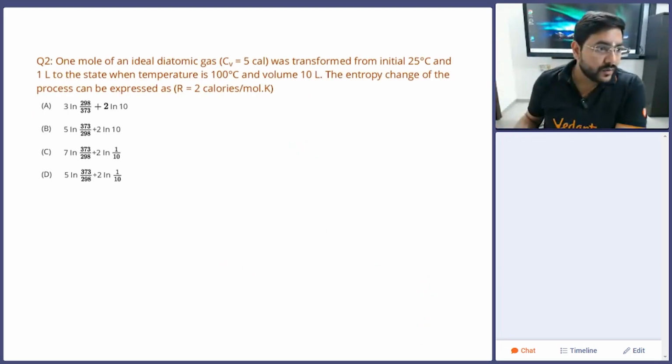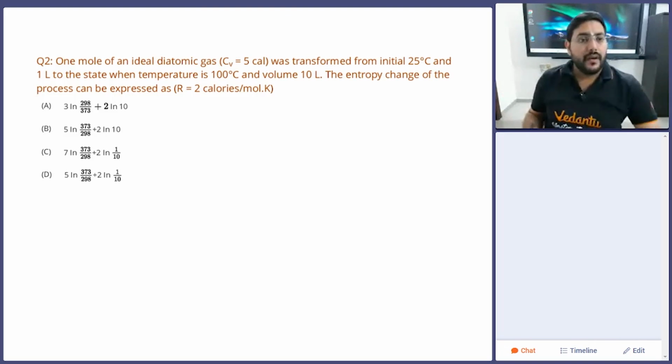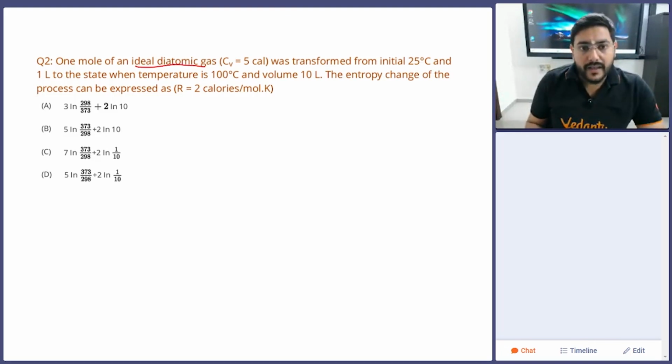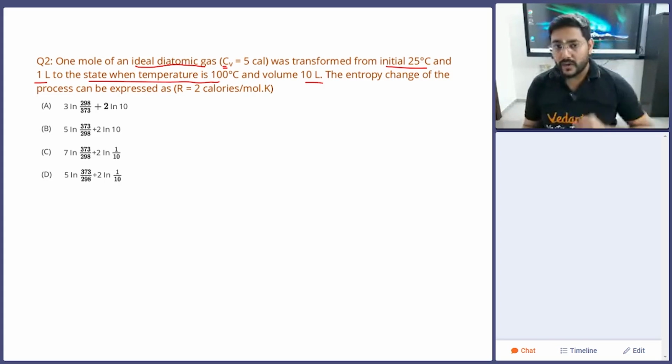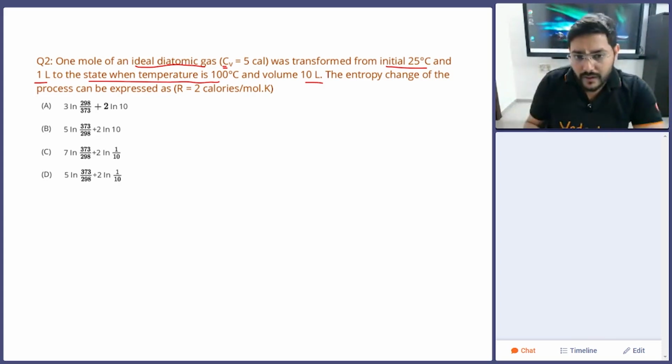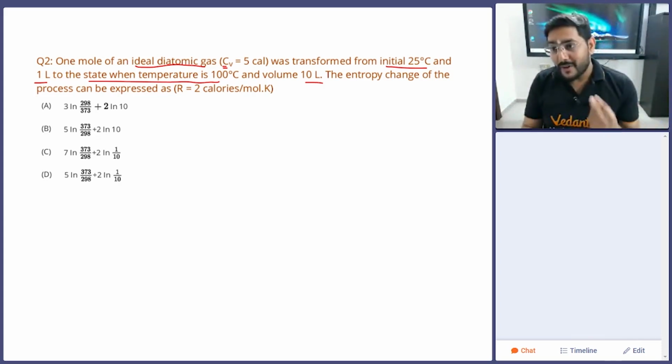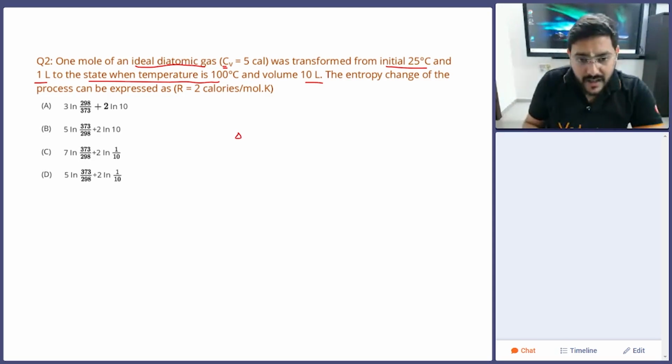Now moving towards the next question. What is the question saying? 1 mole of an ideal diatomic gas, CV is given to you guys, was transformed from an initial state of 25 degrees Celsius and 1 liter to the state when temperature is 100 degrees and volume is 10 liter. The entropy change of the process is expressed as... the R value is given to you in calories. It's just a formula based question: delta S is equal to n CV ln T2 by T1 plus nR ln V2 by V1.